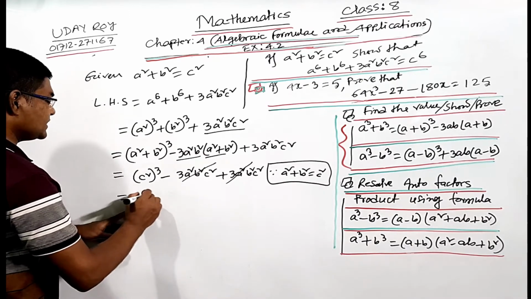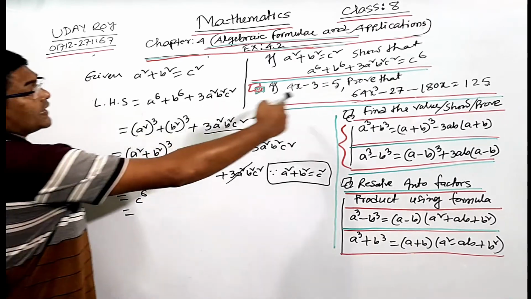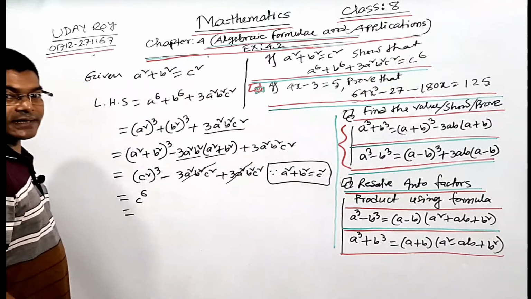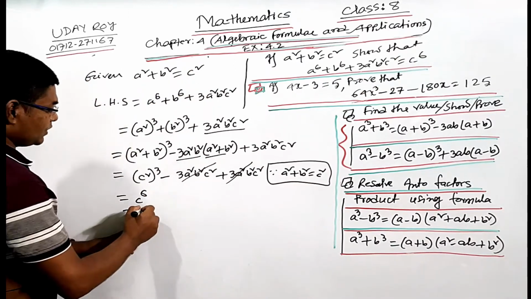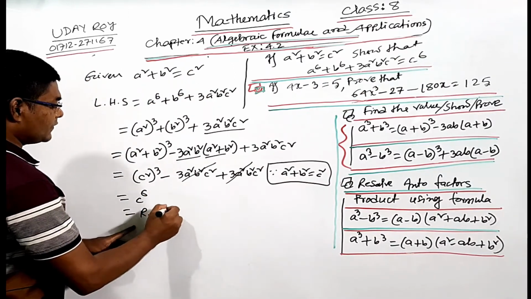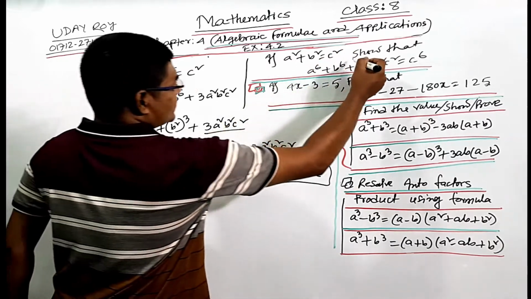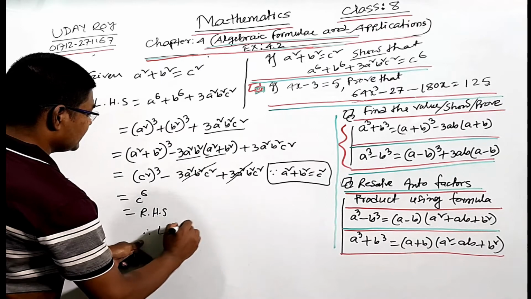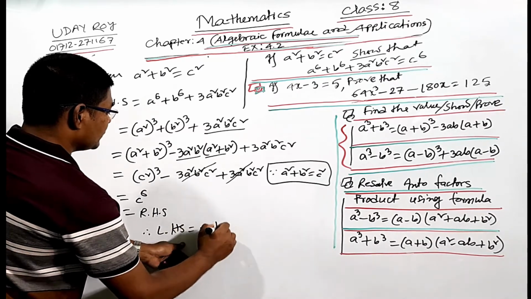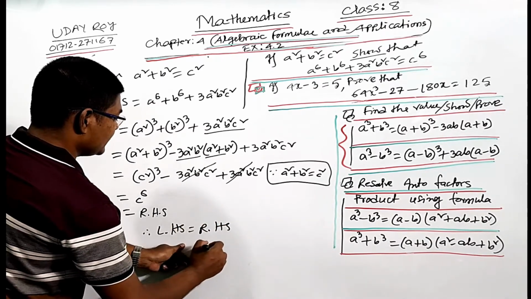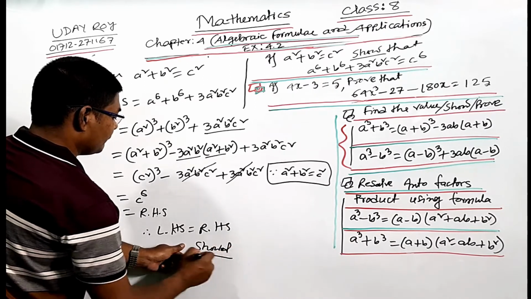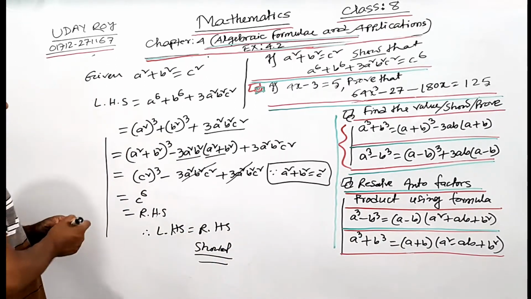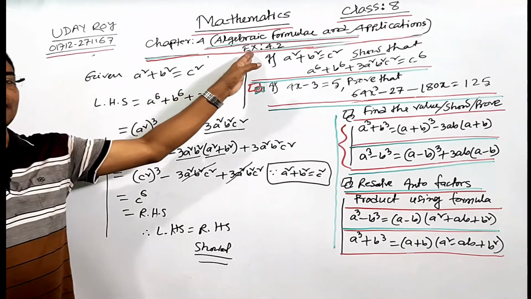So we get c to the power 6. So here is c to the power 6. So left hand side equal to, we have got right hand side. Here is show that. Therefore we can write left hand side equal to right hand side, showed. Okay. So we have done the maths.